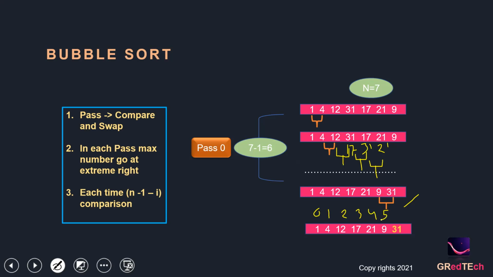So the comparisons will be 1, then 2, 3, 4 and 5 comparisons are going to happen. Okay guys, so now each time if you see, the passes increase and the number of comparisons gets lower and lower, and at last it will be only one comparison. Okay, now let's move to the next part.